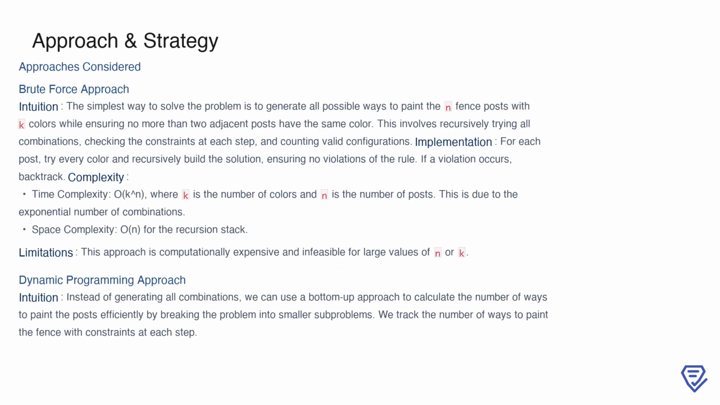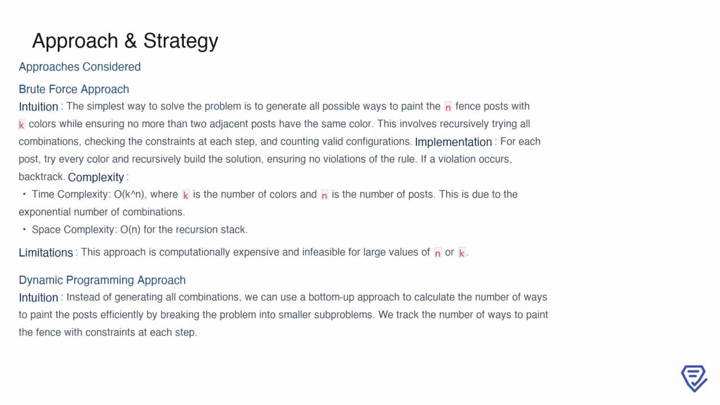To approach this problem, we start by considering the brute force method. The intuition behind this is simple: we generate all possible ways to paint the n fence posts using k colors, ensuring that no more than 2 adjacent posts share the same color. This involves recursively trying all combinations of colors for each post, while checking the constraints at every step. If we encounter a violation of the rules, we backtrack and explore other combinations.